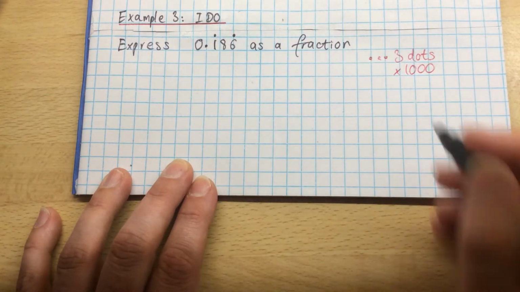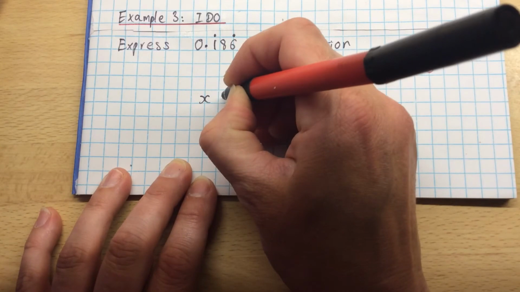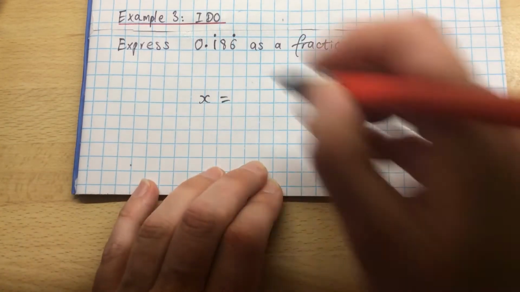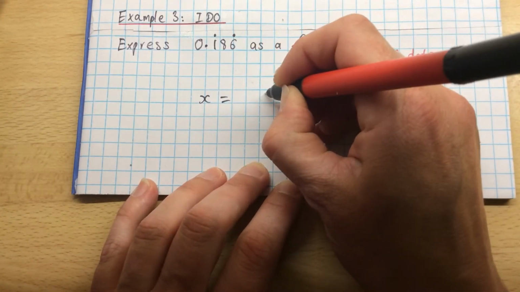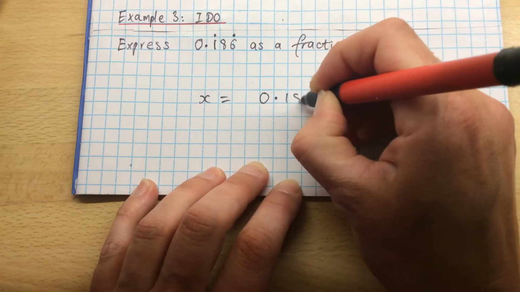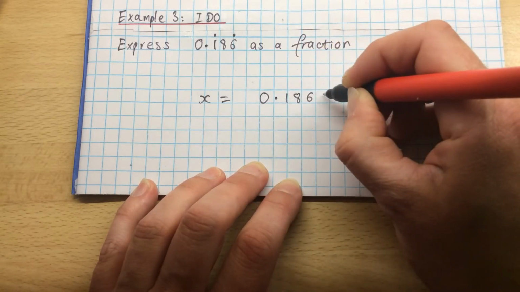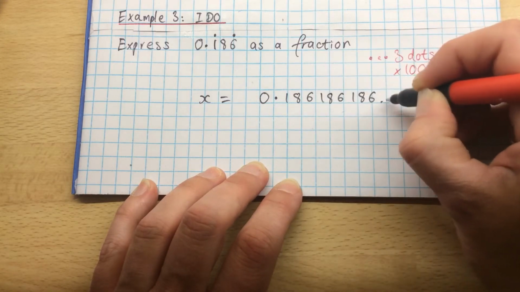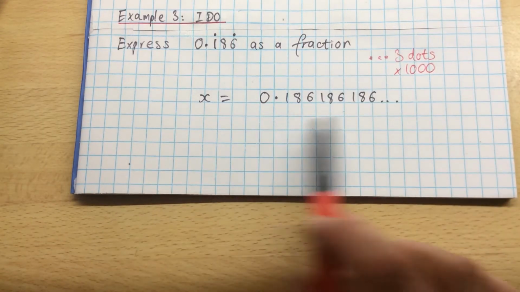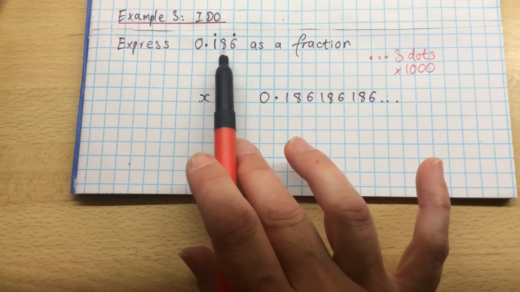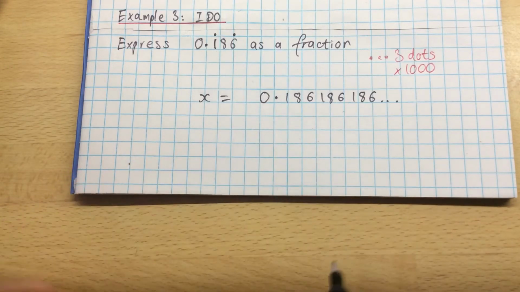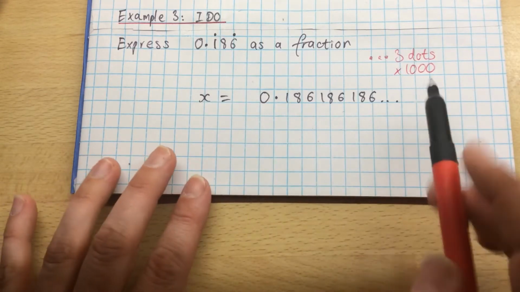I'm going to leave enough room this time and spread it out a bit, and I'll show you why in a second. So x equals 0.186, 186, 186, etc. Okay, so you can see it repeats. Don't forget that 8 repeats as well, even though it hasn't got a dot on. So this time I'm going to multiply it by 1,000.